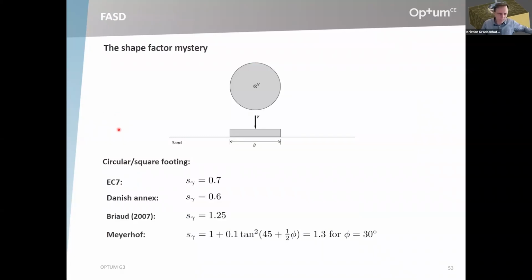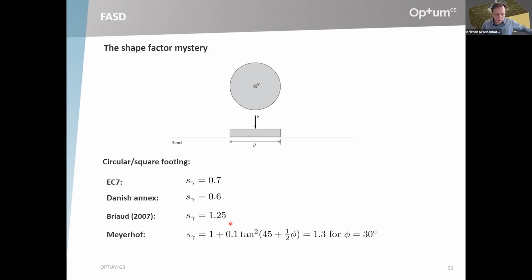And what was always a mystery to me is that in some codes and in some textbooks you see a shape factor S-gamma less than 1, and in other texts you see it greater than 1. So the Eurocode 7 says 0.7, the Danish National Annex is even more conservative, 0.6. Then there's Brinch Hansen, 1.25. Meyerhof, a quite well-known equation, which also incorporates the friction angle. For 30 degrees, it would be a shape factor of 0.3.